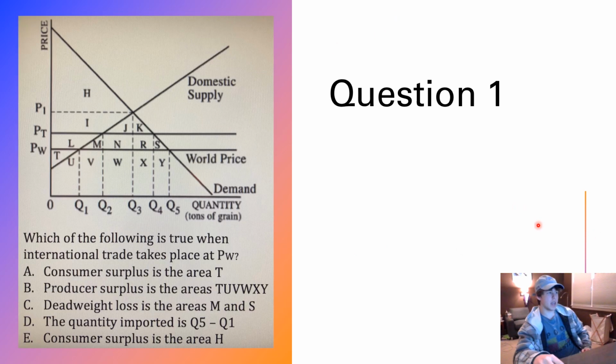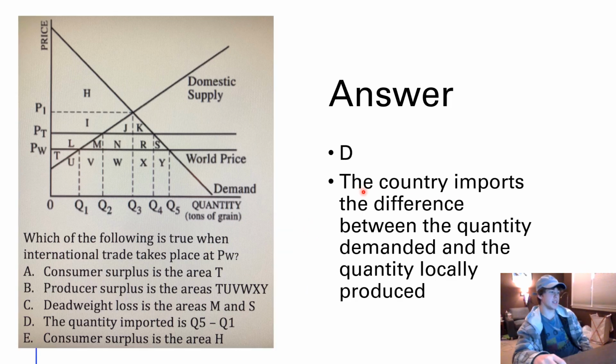Okay, so this is an AP style practice question, and if you want to pause your video to try to answer this question yourself, go ahead. Okay, so the answer for this one is D. The quantity imported is the difference between Q5 and Q1. Like we looked at in the first example, the country will produce at Q1, but their total demand is Q5, so they're going to have to import the difference, which is Q5 minus Q1.